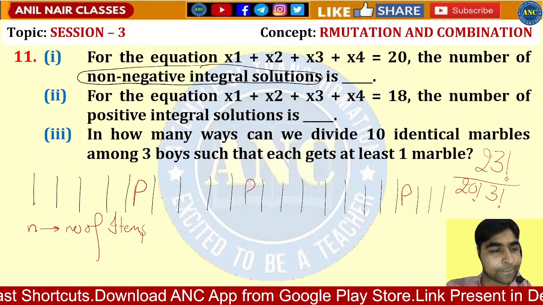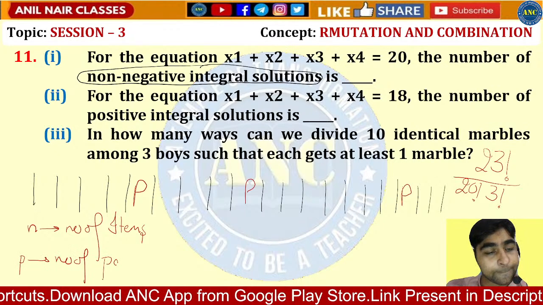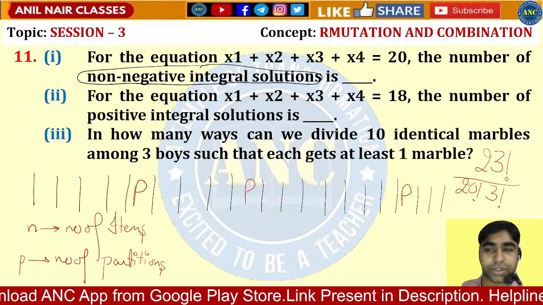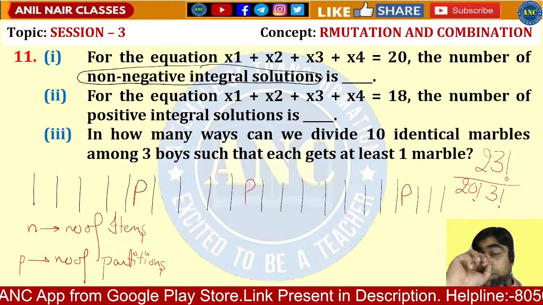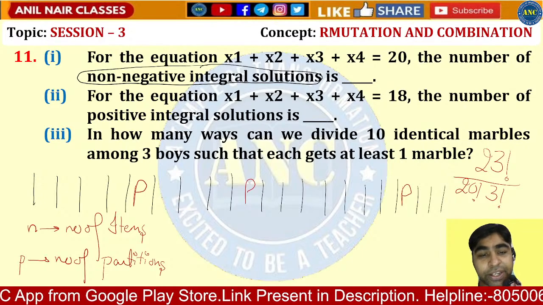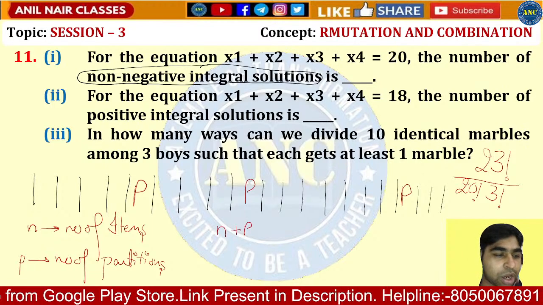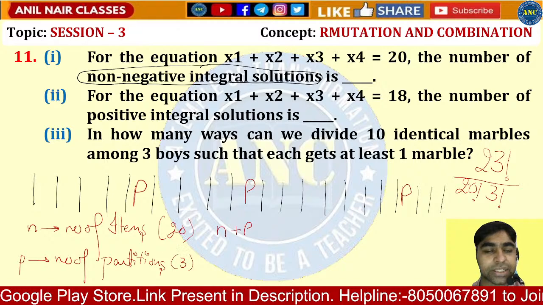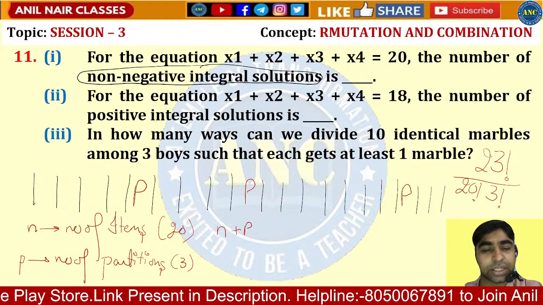P is the number of partitions. Okay, the number of partitions. So if I do n plus p, how many items were there? There were 20 items. How many partitions were there? There were 3 partitions, because there were 4 persons. So 4 minus 1, 3 partitions.